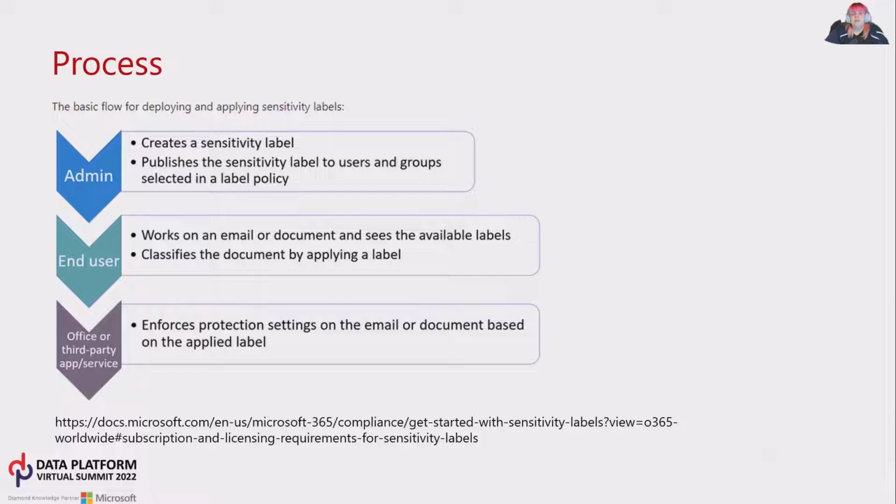Microsoft have put together some really great process flows when it comes to sensitivity labels. It's a simple three-step process. So the first thing we need to look at is the administration side. In order to work with sensitivity labels, we obviously need to create the label, but creating a label on its own just makes it appear on the tenant. It doesn't make it available to users to use.